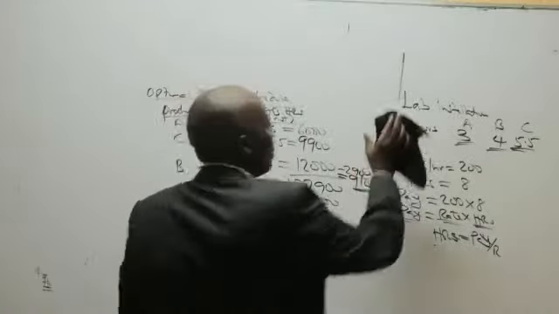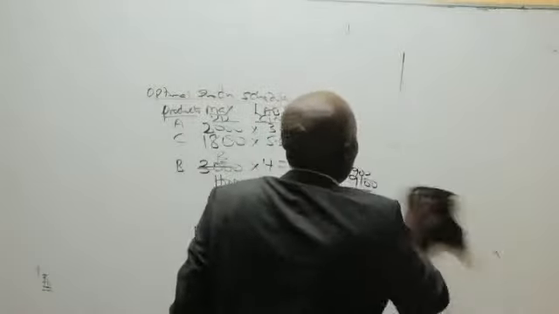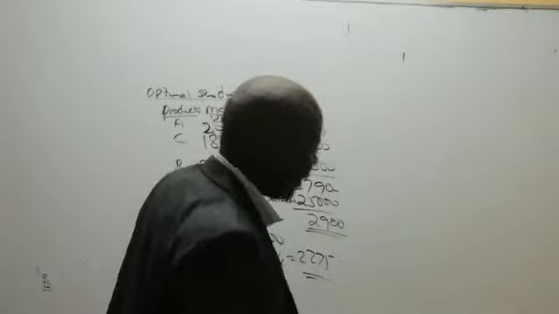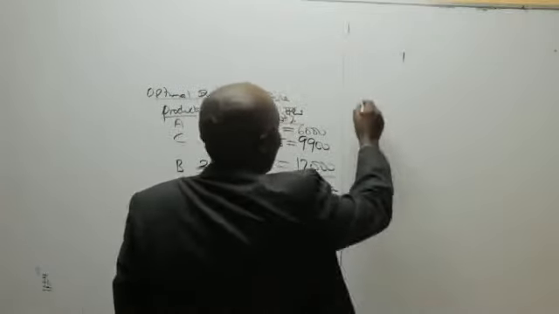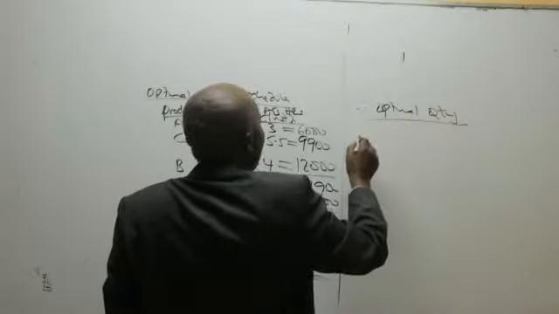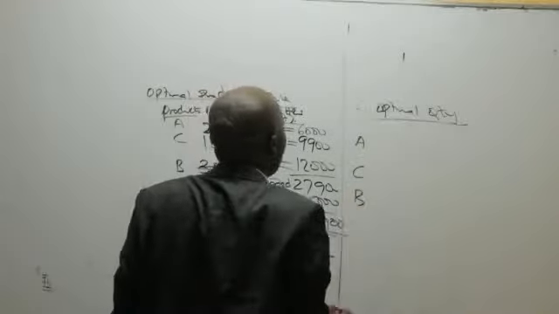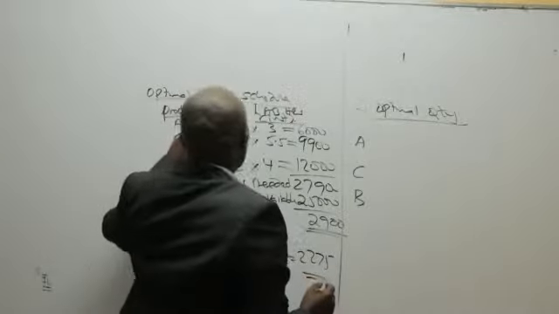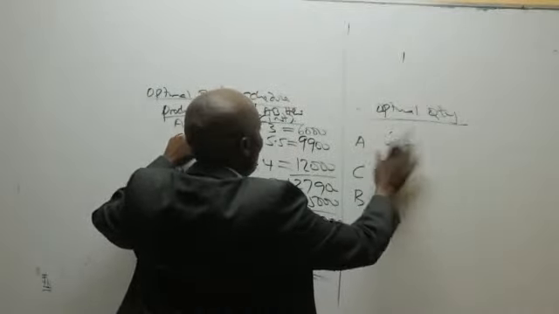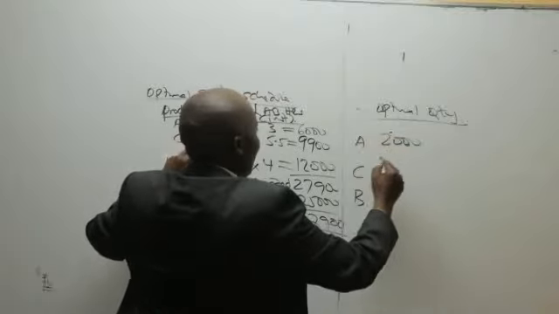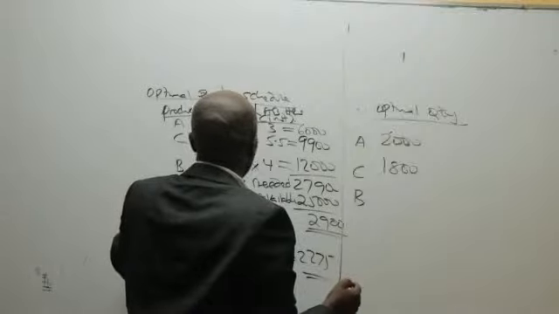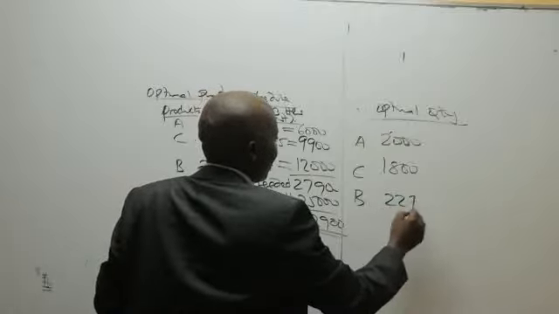And therefore, the optimal quantity will be A and C, the ones that were demanded, which we are not reducing at all: 2,000 and 1,800. For B, we have reduced to 2,275.